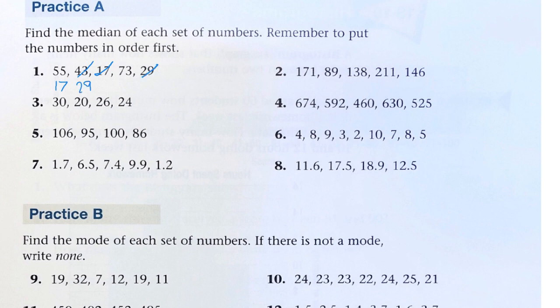29, 43, 55, 73. Okay, now we got them all. How many are there? 1, 2, 3, 4, 5. So there should be 2 numbers on this side of a number and 2 numbers on that side. That leaves us with the median of the set. The median is 43.